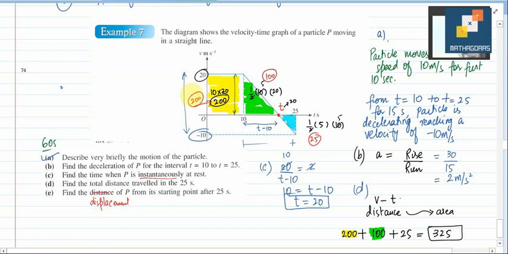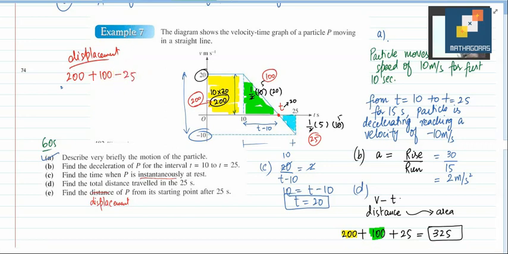The values will be the same, but now we need to focus on the direction. What do I mean by that? If you observe the yellow portion, it is above the axis, so it will be 200. The green area is also above the axis, so it will be positive 100. But the blue area is below the axis, and for displacement, direction is very important. So now it will be minus 25 because it lies below the x-axis. So now you have 300 minus 25, which leads to 275. That is the displacement of the particle from t0 to t25.